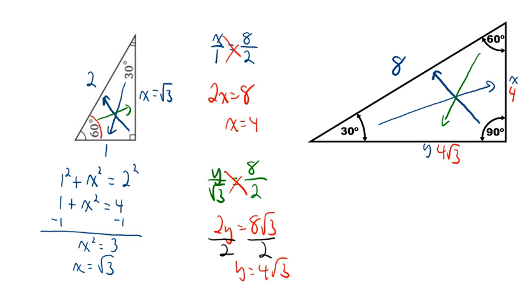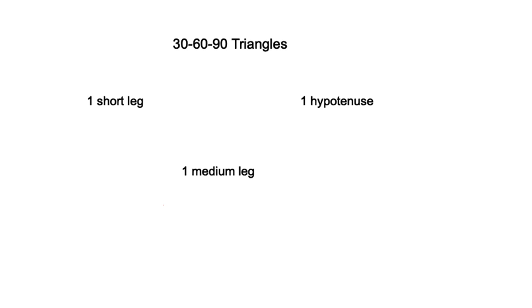All right, any 30, 60, 90 triangle is going to have sides in these proportions. Let's make a little chart. A 30, 60, 90 triangle has one hypotenuse, one short leg, and one medium leg. The short leg is across from the 30-degree angle. The medium leg is across from the 60-degree angle. If I know the short leg and I want to get the length of the hypotenuse, I'm going to multiply by 2.